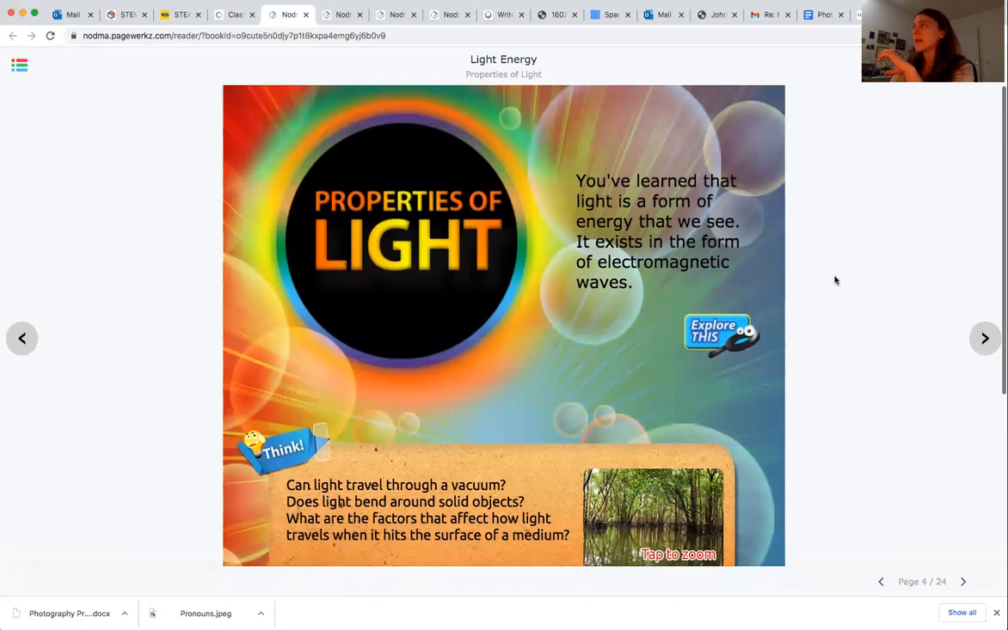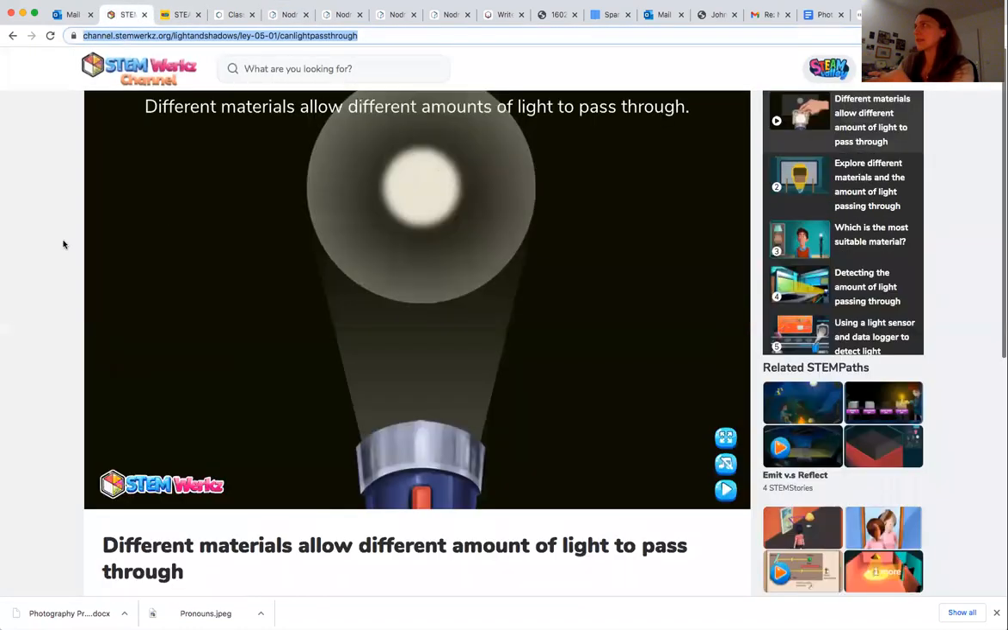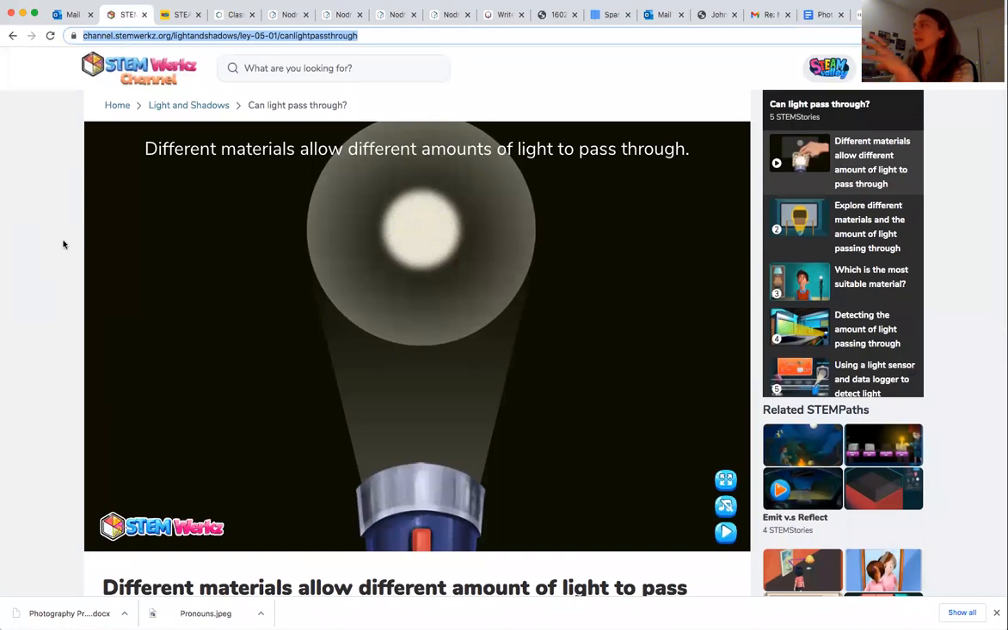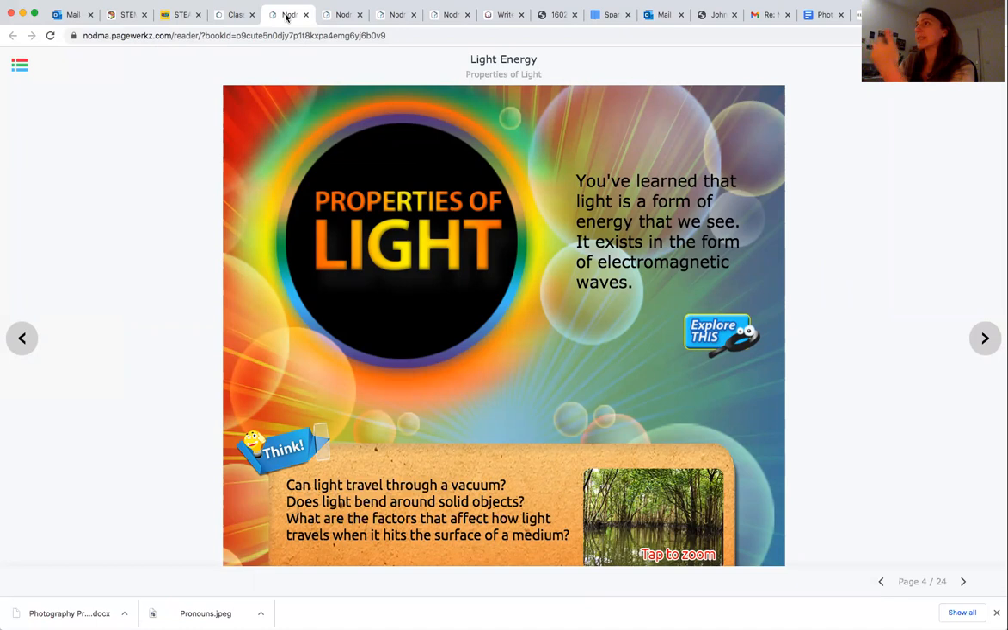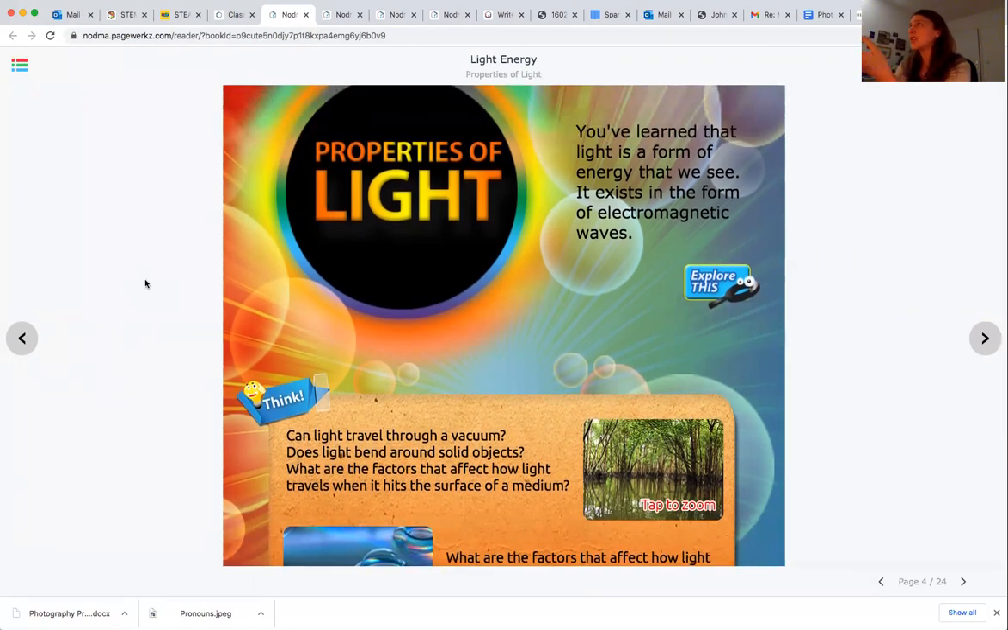So you've got here, for example, properties of light. You could use this in combination with the STEM channel that we looked at before, this one here. You could go through 1 or 2, and then you could get them to do the project exercises, which are in NODMA. The project exercises are, for example: you've learned that light is a form of energy that we can see. It exists in the form of electromagnetic waves. Okay, so let's explore this.